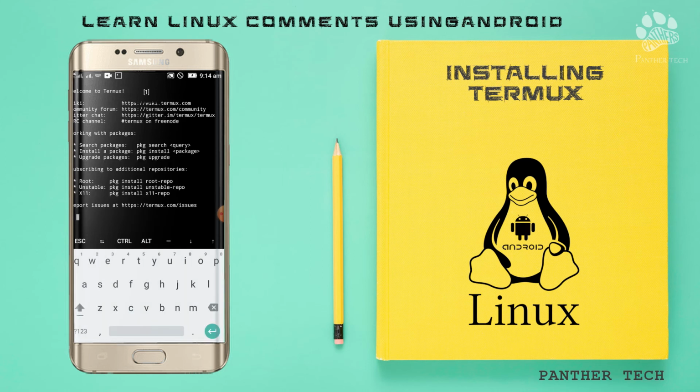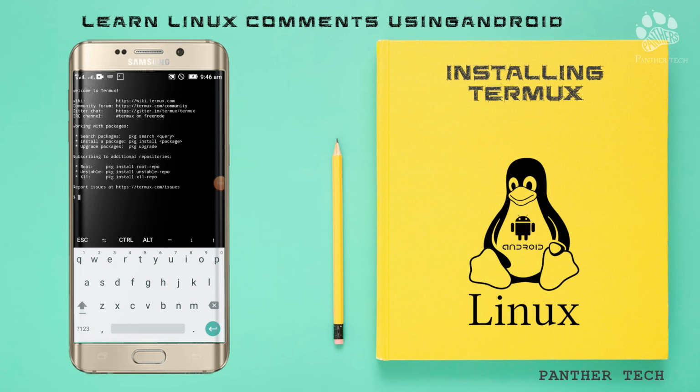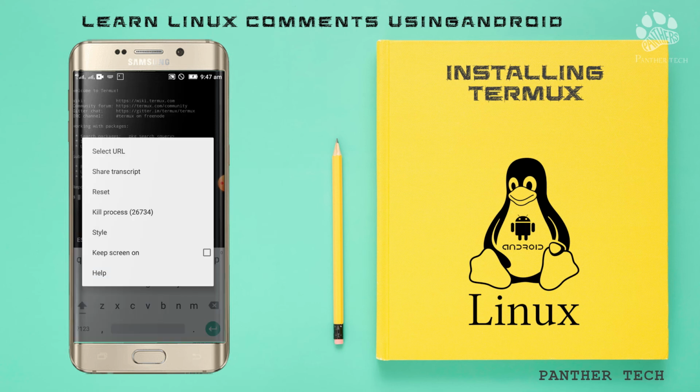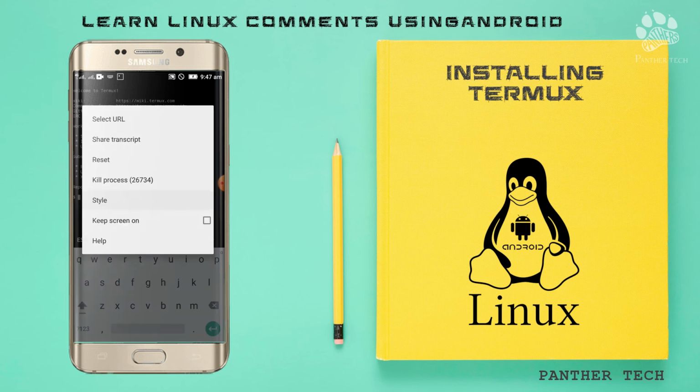And you can see this is a terminal. Now I change the terminal style. To do this, long press anywhere and you can see the options copy, paste and more. Select the more option and you can see the style option. Select the style option.